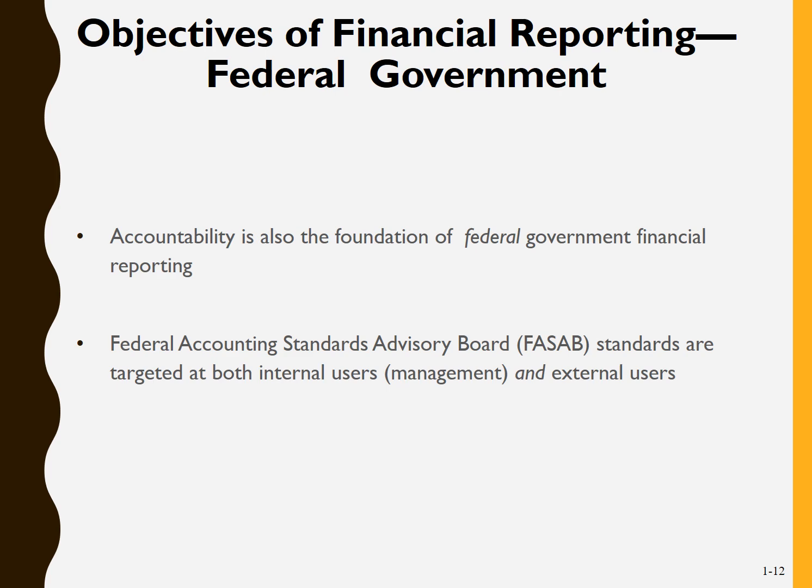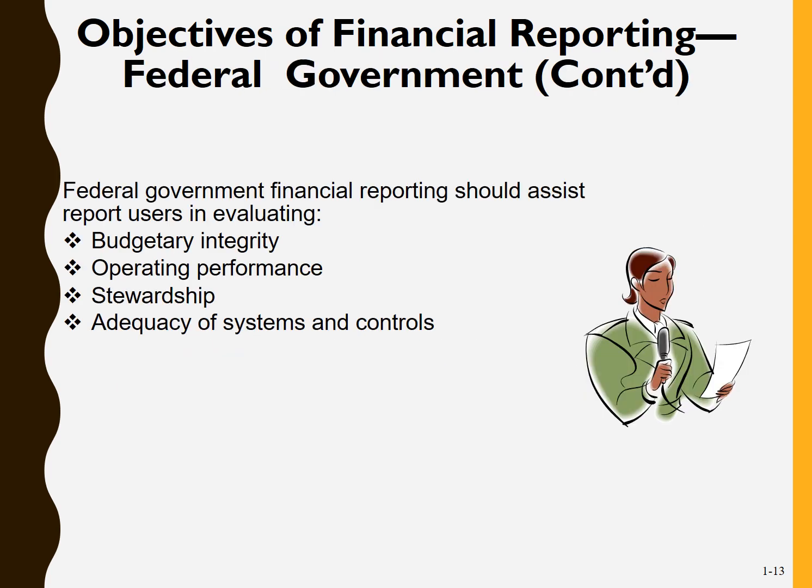Accountability is also the foundation for federal government financial reporting. The FASAB standards, which stands for Federal Accounting Standards Advisory Board, are targeted for both internal users, management, as well as external users. Federal government reporting is supposed to assist the users in evaluating budgetary integrity, operating performance, stewardship, and adequacy of their systems and controls.